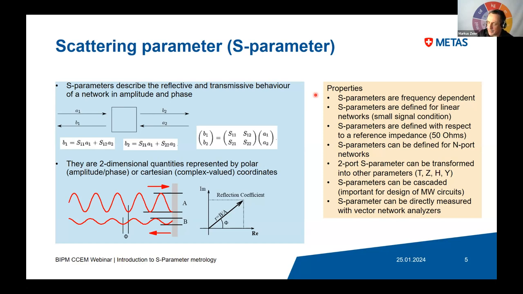S parameters can be cascaded. That's really important. So basically, you can measure the S parameters of a single component, and then you can connect the components and calculate the behavior of the entire circuit. And S parameters can be directly measured with vector network analyzers. That's probably the reason why they are the most common ones.